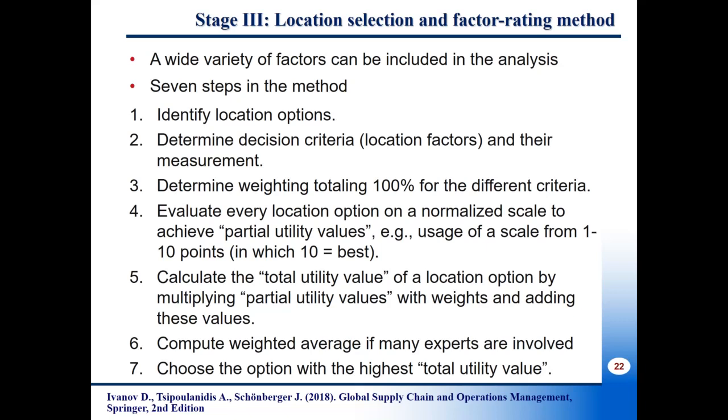And then we compute a weighted average if many experts are involved. It is a bit complicated because we combine both qualitative and quantitative methods. That also signifies that finding exactly the location for our facility is not that easy because it comprises many factors to be included, including experts' opinions. And finally, we choose the option with the highest total utility value.